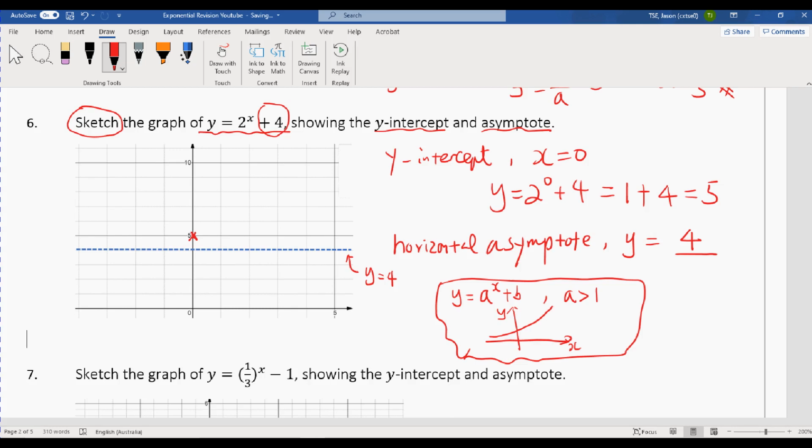But in the exam, I'm not going to have such time. So I'm just going to draw it really roughly. This time's not too bad. Just going up like this. So that's how we do it.